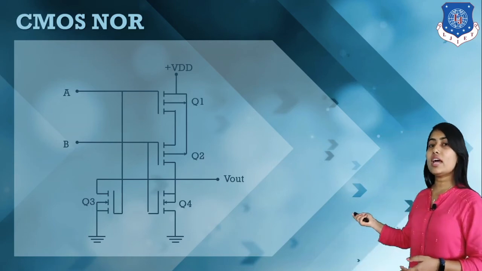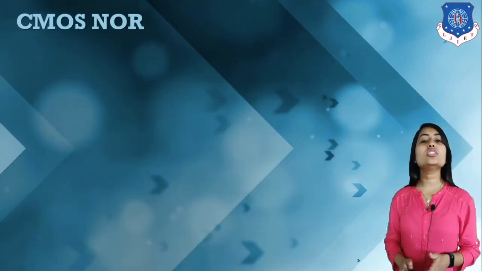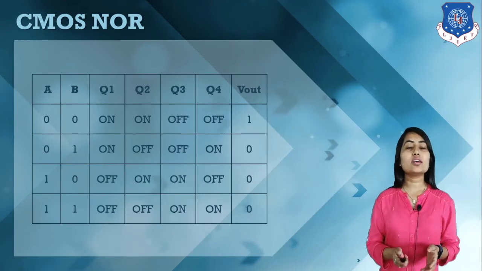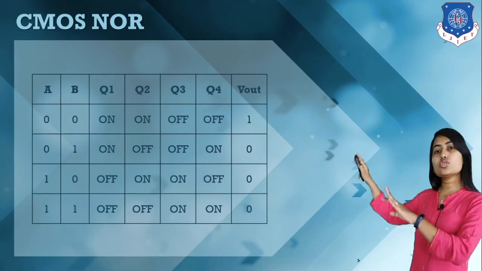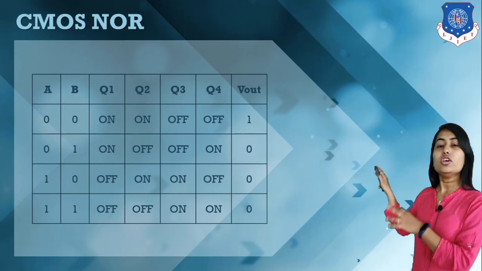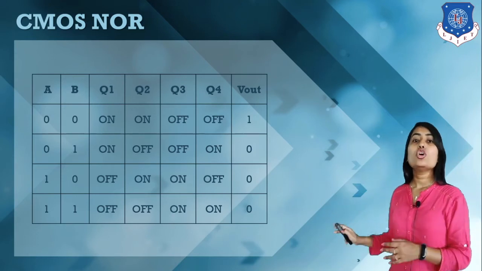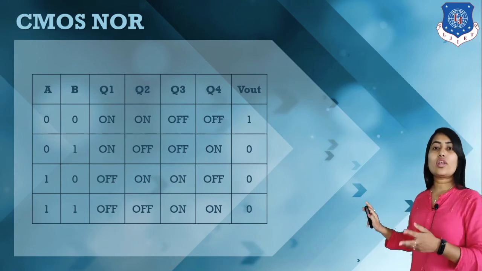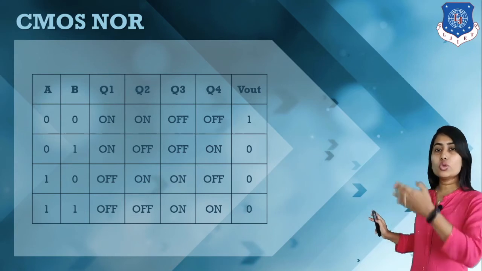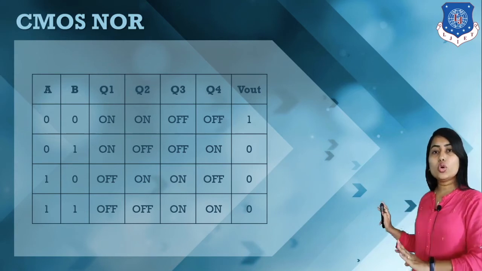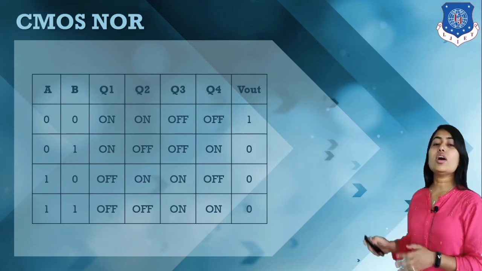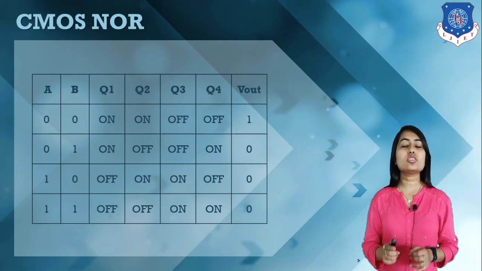So here we have a table showing how the CMOS NOR gate circuit works. When the inputs are 0 0, at the output side we have a 1. But when any of the inputs is 1 or both the inputs are 1, Q3 or Q4 is off, and due to the serial connection we have no path to flow, so we have an output of 0. So this is how CMOS NOR logic works.